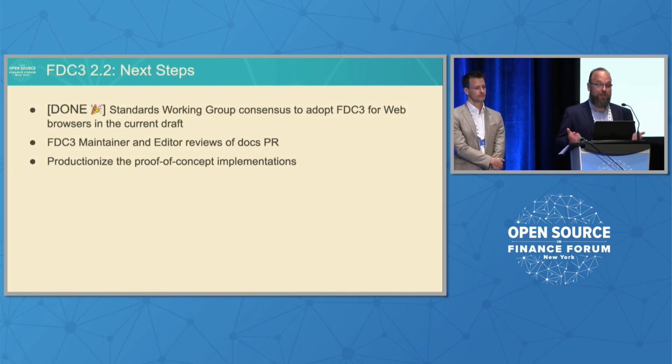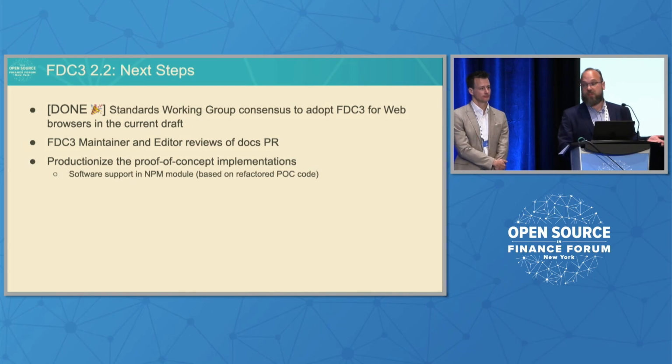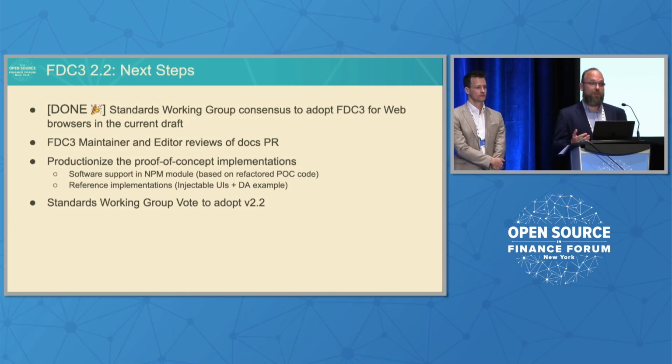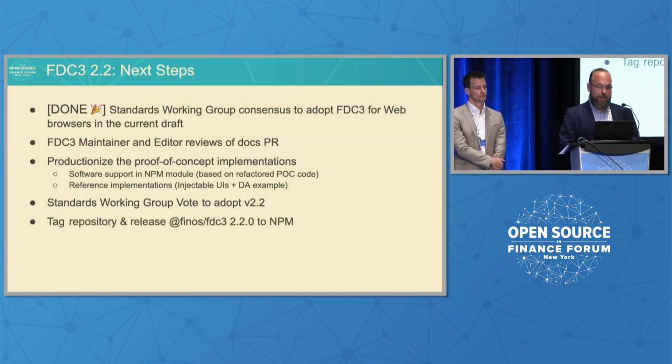We'll then be working to productionize the proof of concept implementations that have been done that help us provide the software support in the NPM module that we publish. The reference implementations need the same treatment, so they need to pass reviews before they merge into the FDC3 repository. And then finally, the Standards Working Group will vote to adopt a tag of the repository as 2.2, which will allow us to release it to NPM.